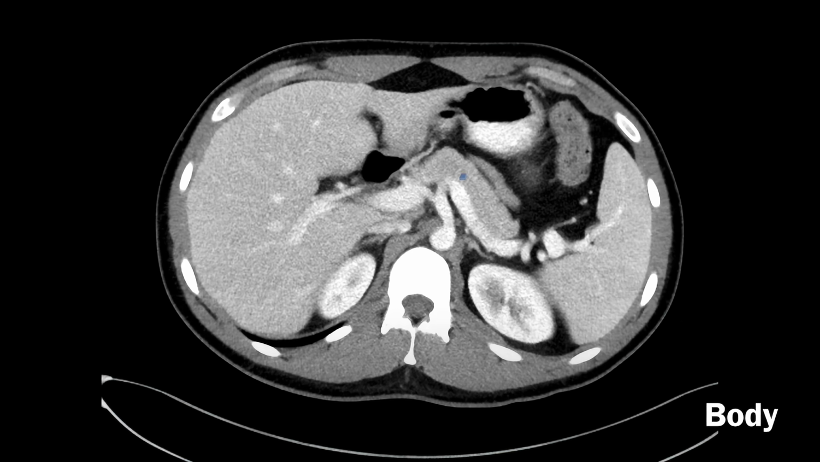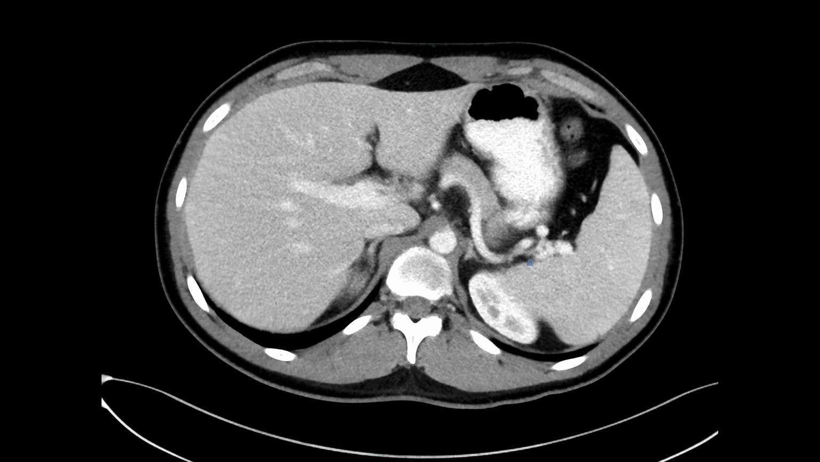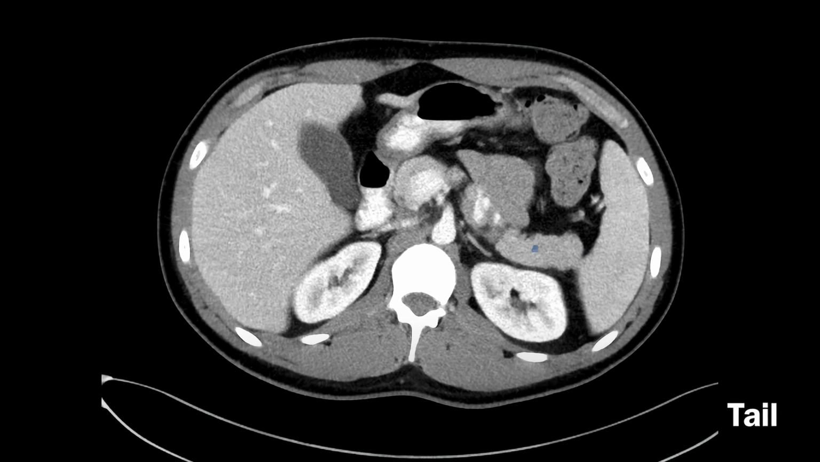Pancreatic body here, again, hugs the splenic vein. So if you can't find the pancreas, look to the splenic vein. And then the tail here, this is called the pancreatic tail, often comes close to the spleen.